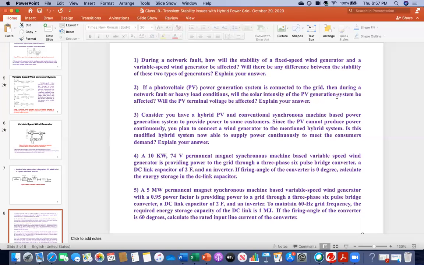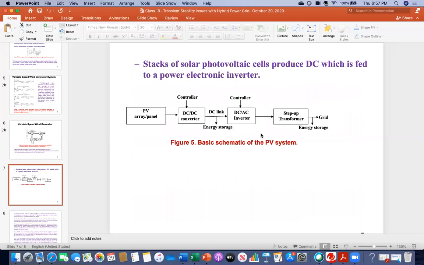Solar intensity will not be affected, because solar intensity is nature, coming from the sun. It has no direct physical connection with the PV. But the PV terminal voltage will be affected. Then, as you said, if you have a smart inverter or control system here, or a controller at the grid level, or energy storage, they will help maintain the stability. Do you understand? Yes, Dr. Ali.